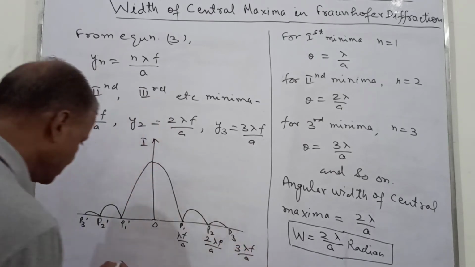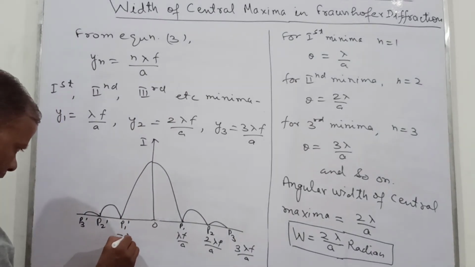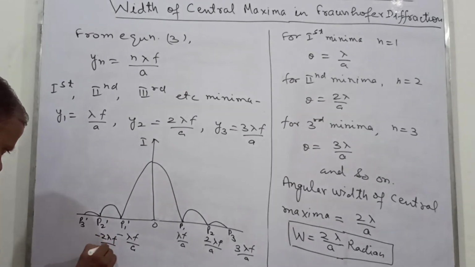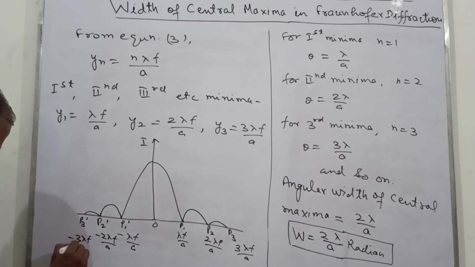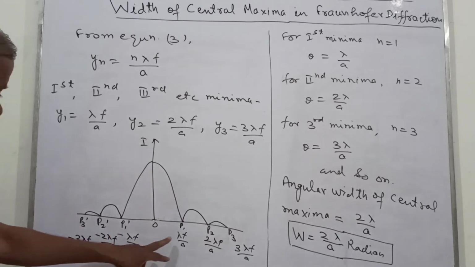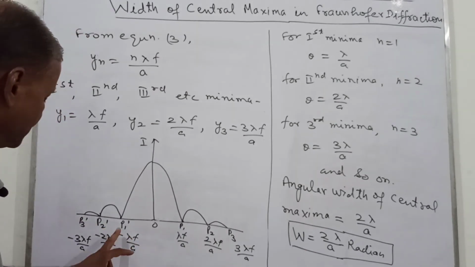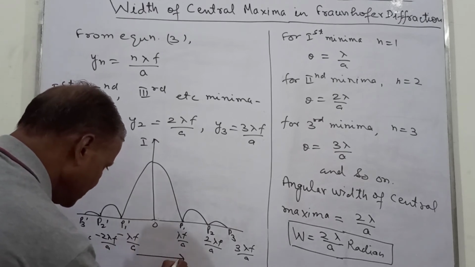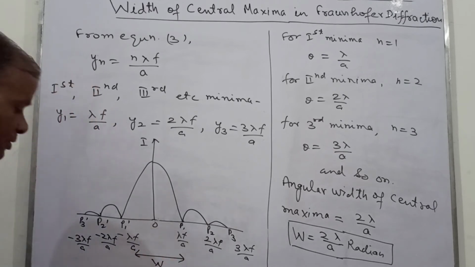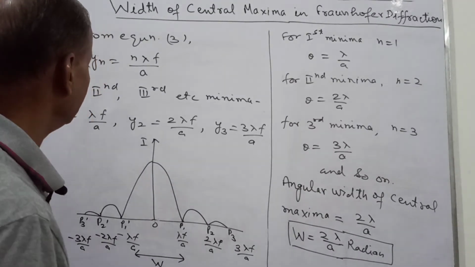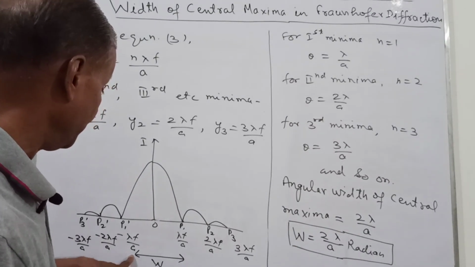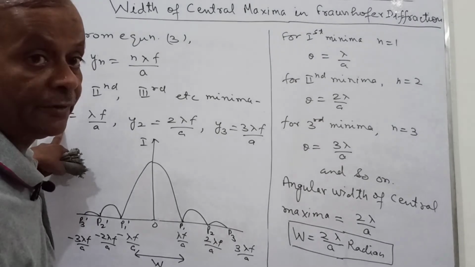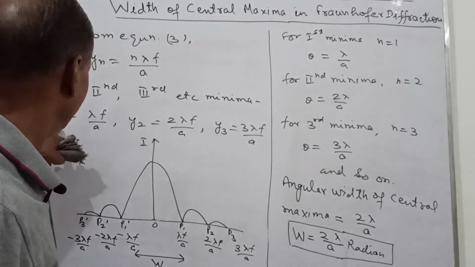Similarly on this side, minus lambda F upon A, minus 2 lambda F upon A, minus 3 lambda F upon A. So these are the corresponding points, P1, P2, P3 like this, and this is P1 dash, P2 dash, P3 dash. So this much is the width of the central maximum, that is equal to W. It means that if we take the first minimum, then we have to double this value.